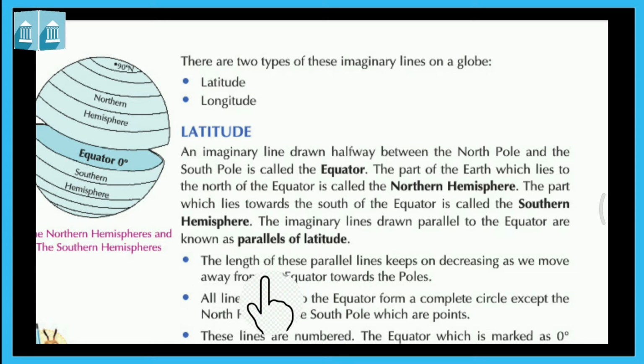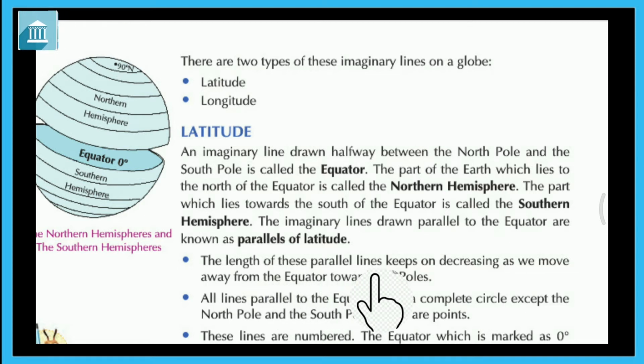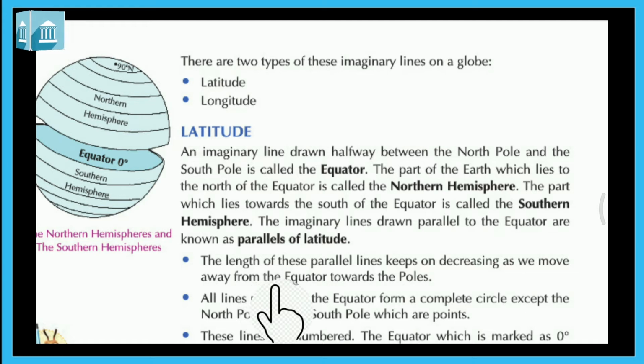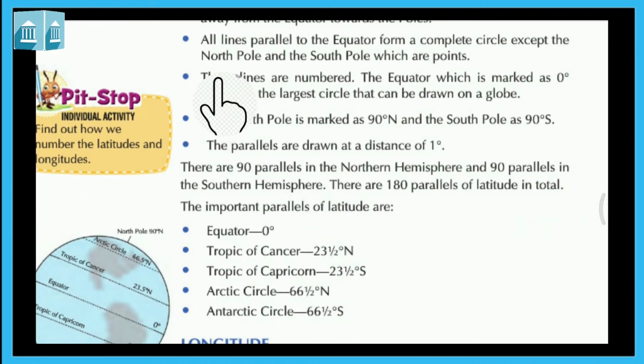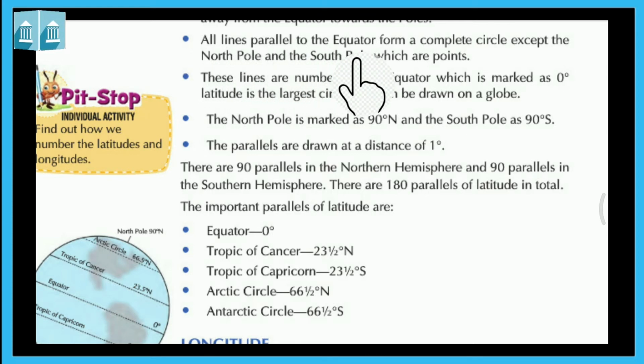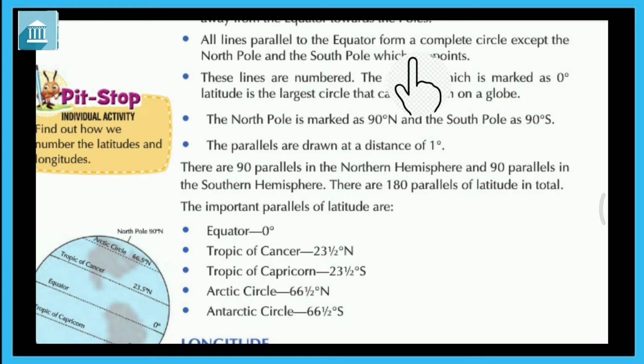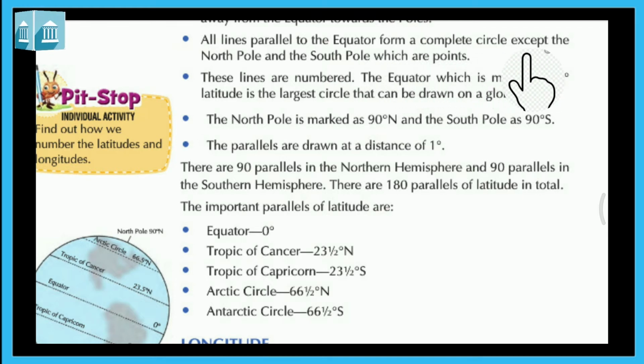The length of these parallel lines keeps on decreasing as we move away from the equator towards the poles. All these parallels to the equator form a complete circle except the North Pole and the South Pole, which are points.